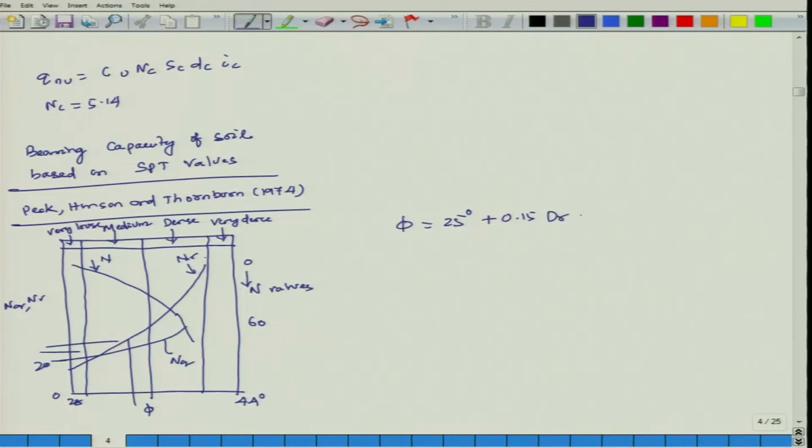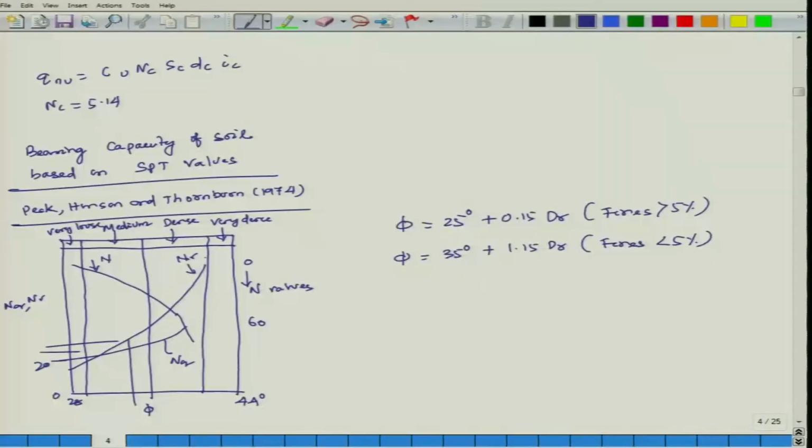for fines greater than 5%, then phi is equal to 35 degree plus 0.15 Dr for fines less than 5%. Dr is your degree of compaction or relative density. Based on your N value, you can calculate whether it is in a loose state or medium state, what the relative density is. From there also you can find the value of phi. So, this is based on SPT.